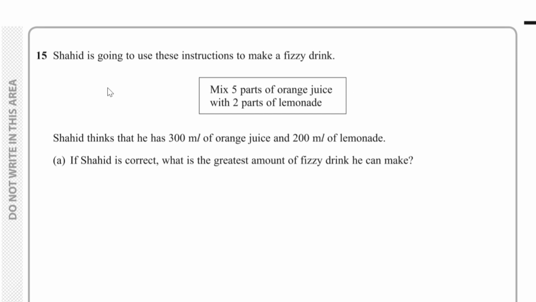Question number 15. Shahid is going to use these instructions to make a fizzy drink. He makes 5 parts of orange juice with 2 parts of lemonade. Shahid thinks that he has 300 milliliters of orange juice and 200 milliliters of lemonade. If Shahid is correct, what is the greatest amount of fizzy drink he can make? So we've got this ratio, orange to lemonade, being 5 to 2.